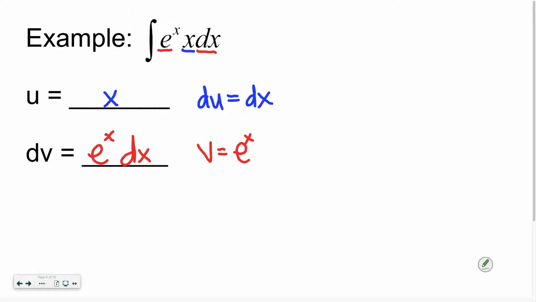So our integral is going to equal u times v minus the integral of v du. Doesn't this just all come together so nicely? I love it. That does work pretty well.